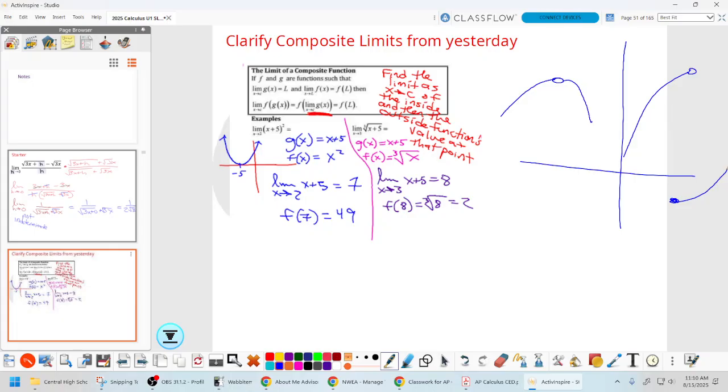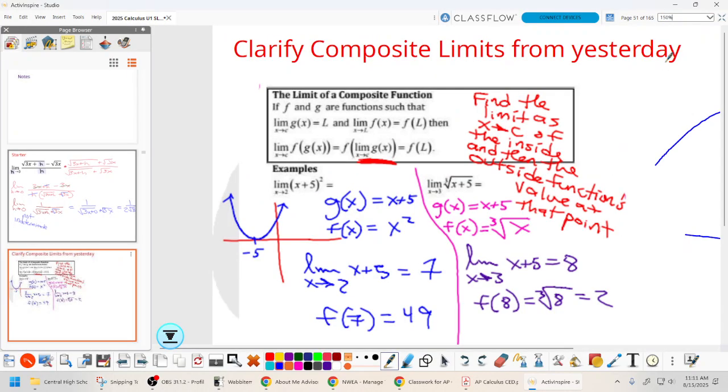And then the question was, how do we decide which one of these two it is? And the reason we ran into that is because I completely glossed over this part. Sorry about that. So let's maybe write in words what it's telling us. So we know the limit as x approaches c of the inside function is L. That part is normal. I'll say more about it in a second.